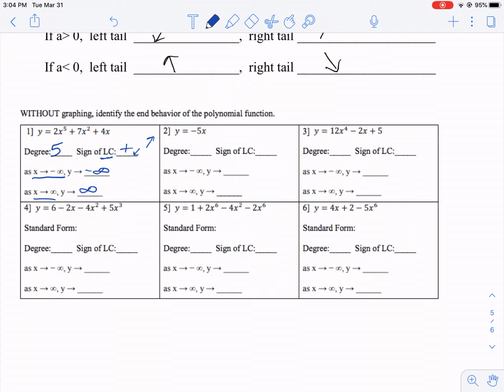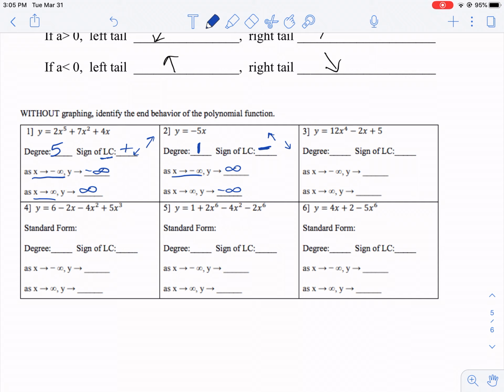Our y value is going to positive infinity because it's going up. Alright, number 2, the degree is 1. The sign of the leading coefficient is negative. So that means the tails will be opposite, and it's going to be down to the right and up to the left. So as x goes to negative infinity on the left, y is going up to positive infinity. As x goes to positive infinity on the right, y is going to negative infinity.